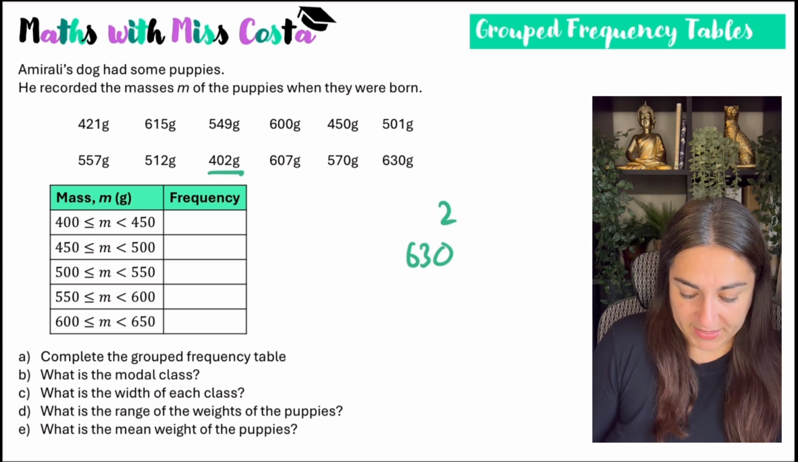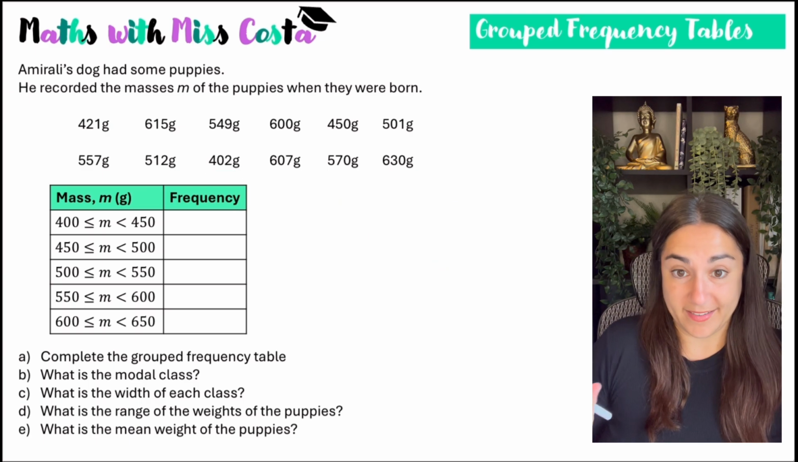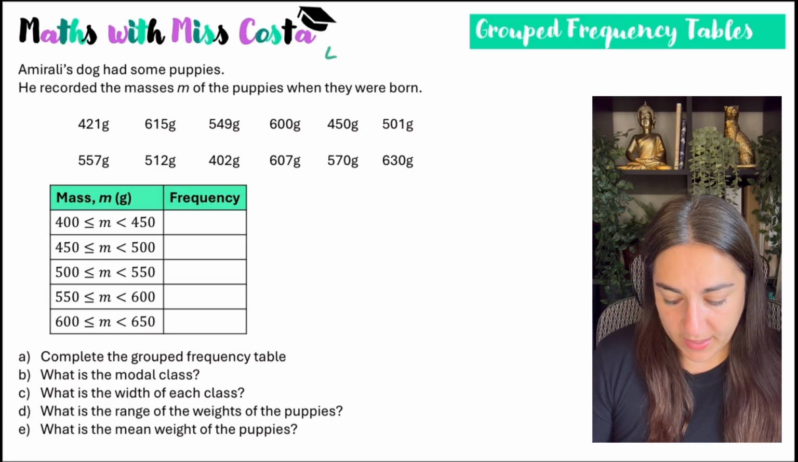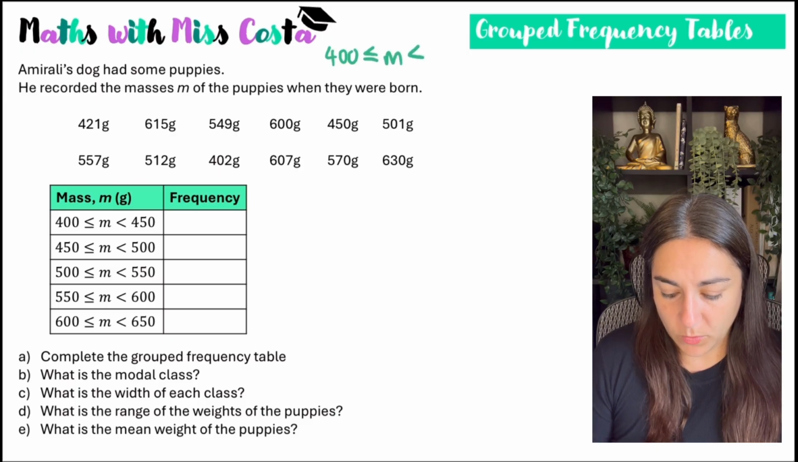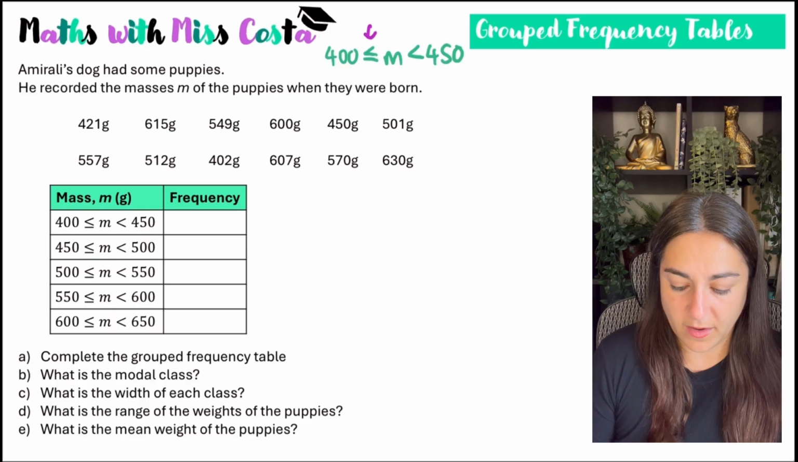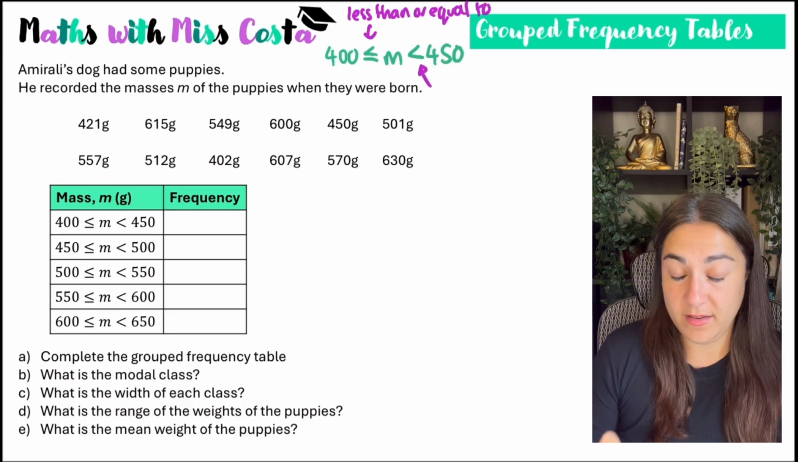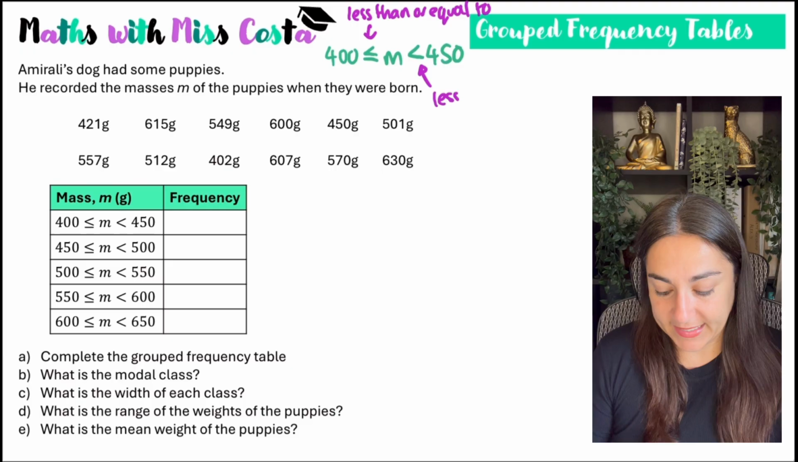So instead, I'm just going to say I want all the data between 400 and 500. Now, it's important to pay attention to the inequality here. When it's got a little line underneath it, it means it's less than or equal to. And when it's got this with nothing underneath, that just means less than.